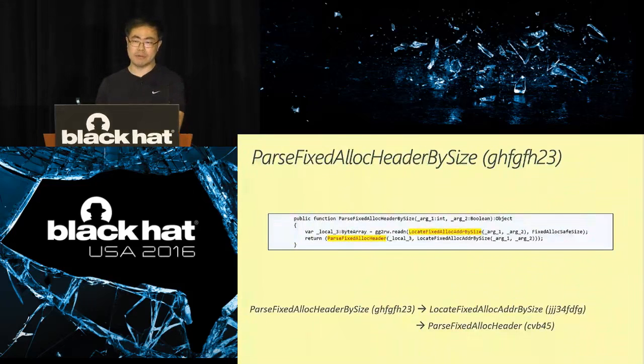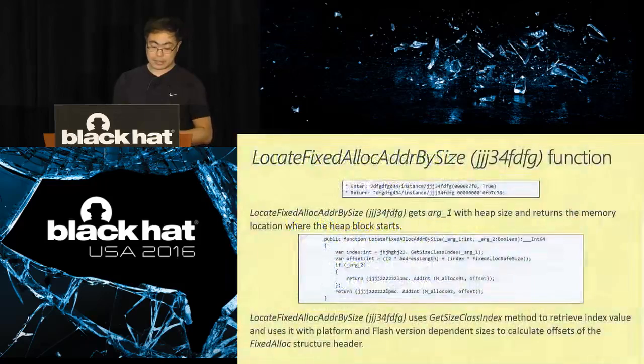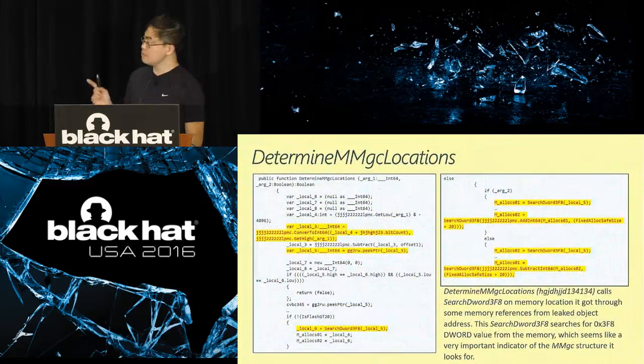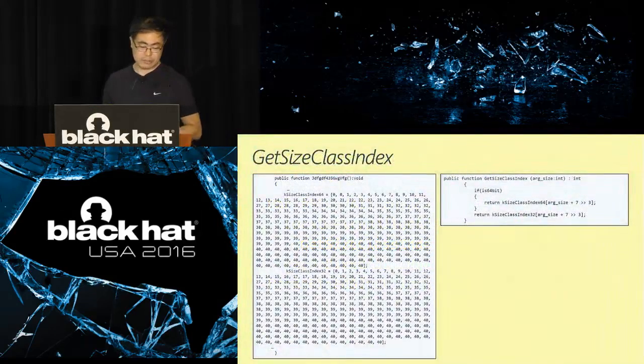But there can be multiple different objects with the same size. In that case, you can use heuristics specific to the target object you are looking for. Parse fixed alloc header by size will call locate fixed alloc header by size. The code looks like this, but you don't need to understand it here. Some predefined constant values are determined here. And here is a very interesting part: get size class index, a kind of offset table used inside the exploit.